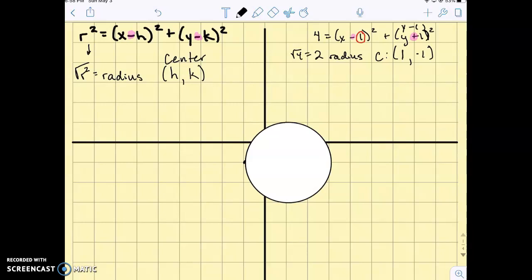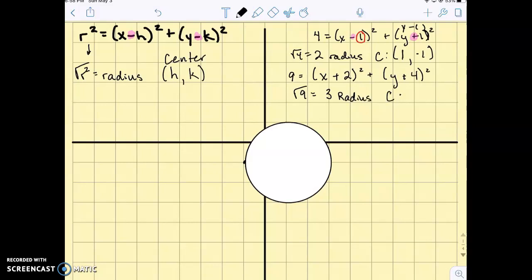Let's try another one. You see that I'm going to make sure that I pick perfect squares for our radiuses. Let's say that we have 9 equals x plus 2 squared plus y plus 4 squared. Let's make that a plus 4 so this will work out better. All right, now think about it. The square root of 9 is 3, so that's going to be my radius.